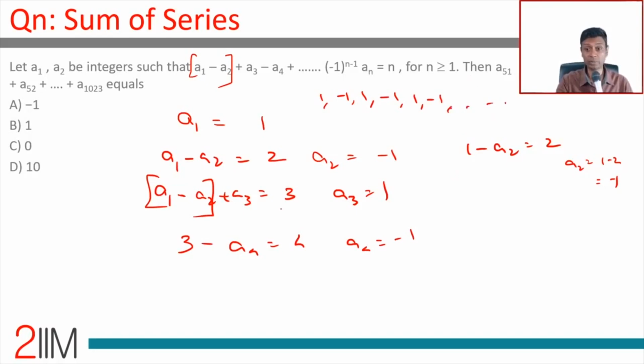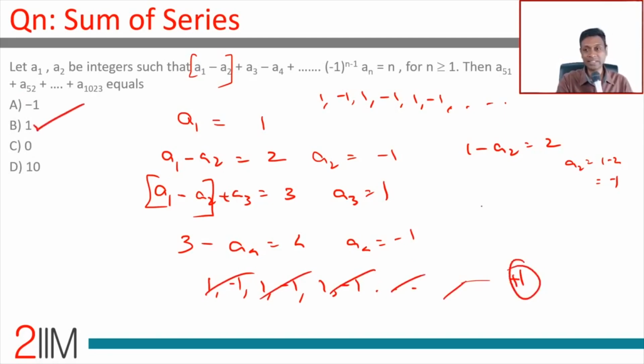And now let's come to the question. A51, 52, 53 all the way till A1023. A51 is 1, minus 1, 1, minus 1, 1, minus 1. Finally ending with a plus 1, because A1023 is an odd number term. We need to add all of this. In pairs they'll get knocked off. The final plus 1 will remain, or the total is plus 1.